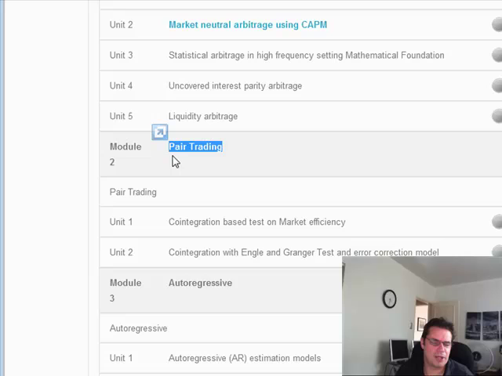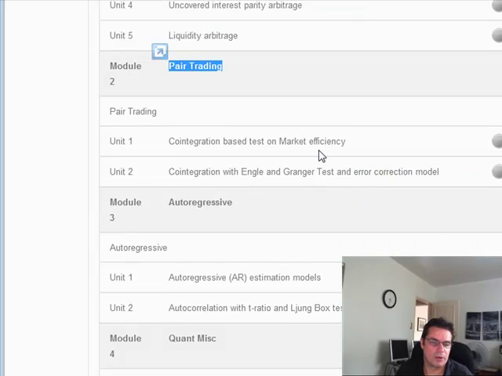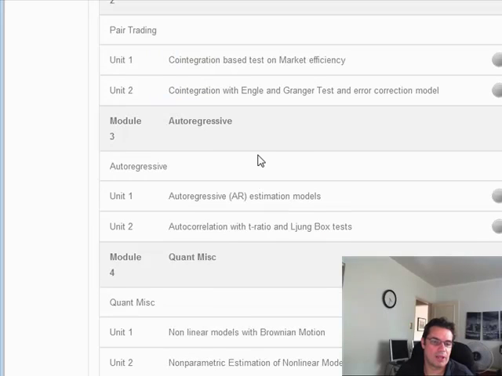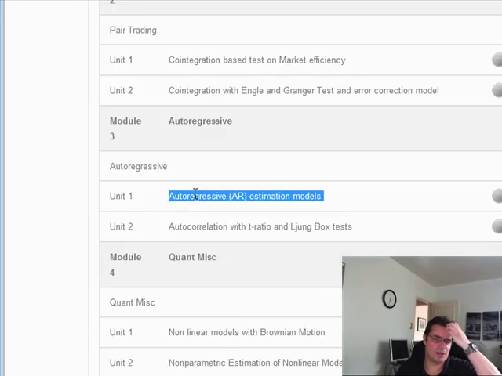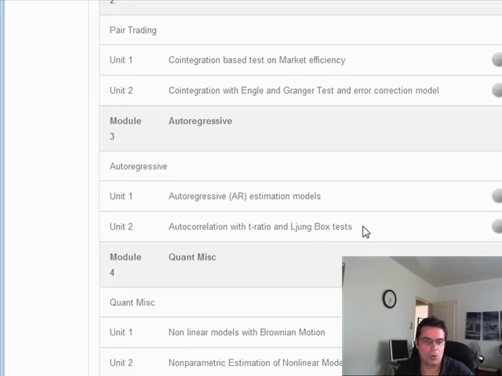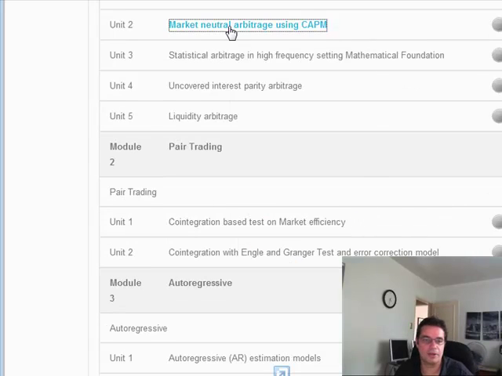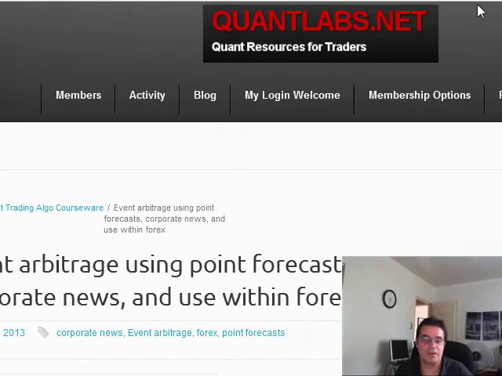Now we move into the paired trading module, co-integration based on market efficiency, co-integration using Engle and Granger and error correction model. Then we get into autoregressive, which is basically this representation using the estimating model and autocorrelation with a t-ratio and Ljung-Box test.